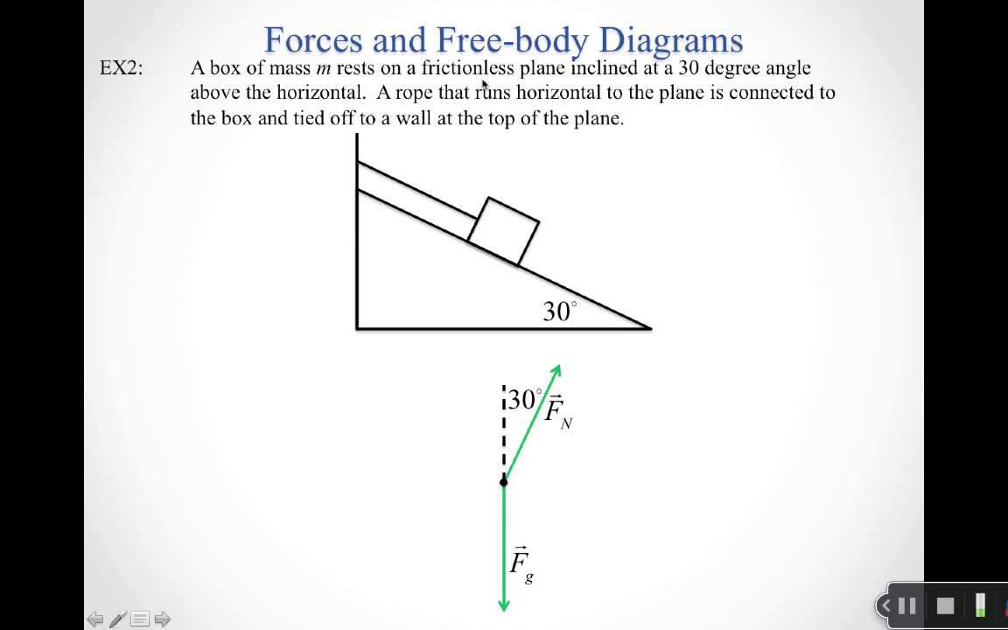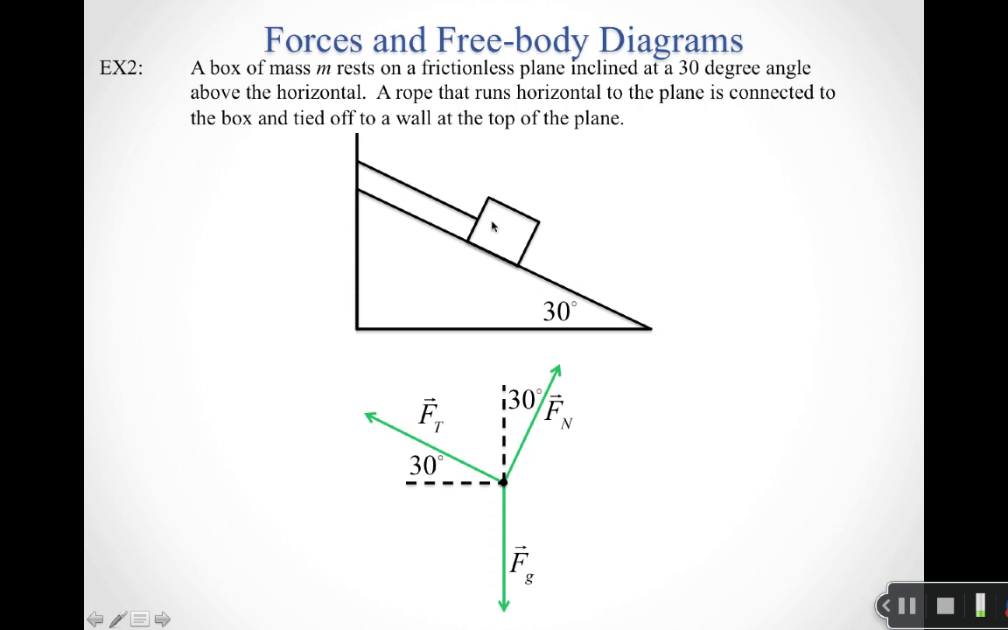Do I need friction here? No, I'm told I have a frictionless surface, so I don't need to worry about friction in either of its forms. Is my box connected to a rope or string or cable or chain? Yes, it is. So it's tied off by this rope. The rope points back up the incline. That incline's at a 30-degree angle, which means the tension force has to be at a 30-degree angle.